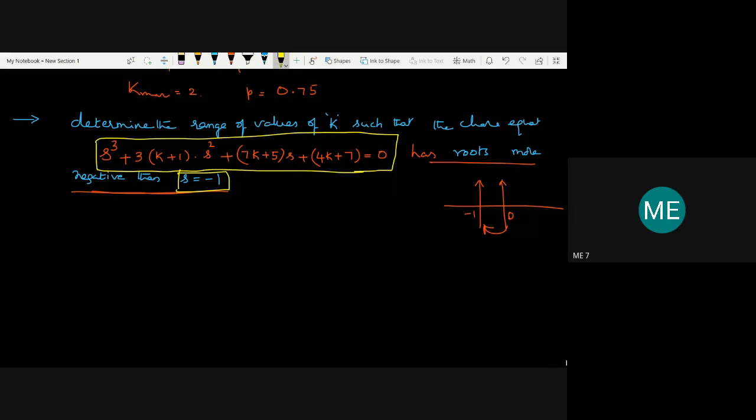So now, replace s is equal to x minus 1.